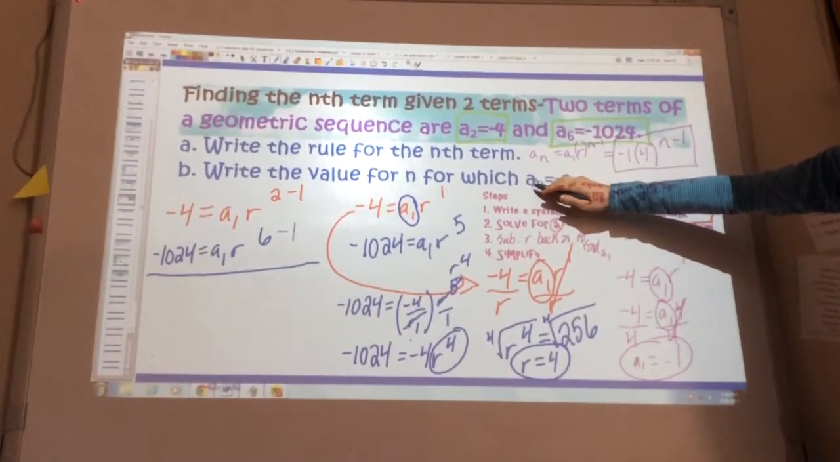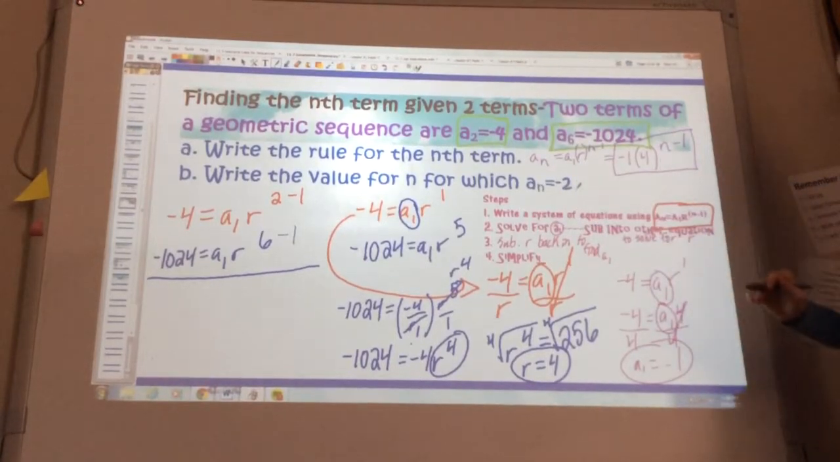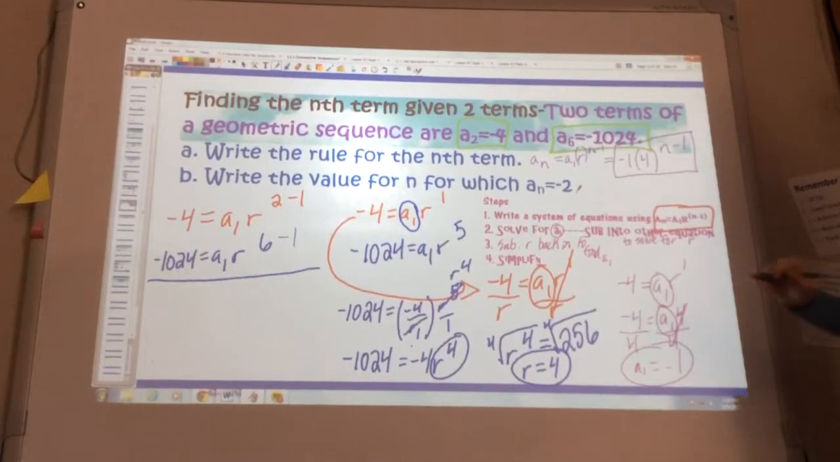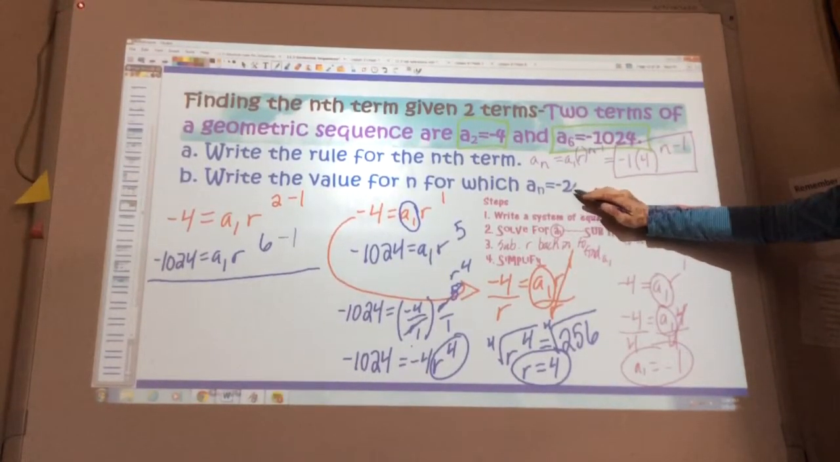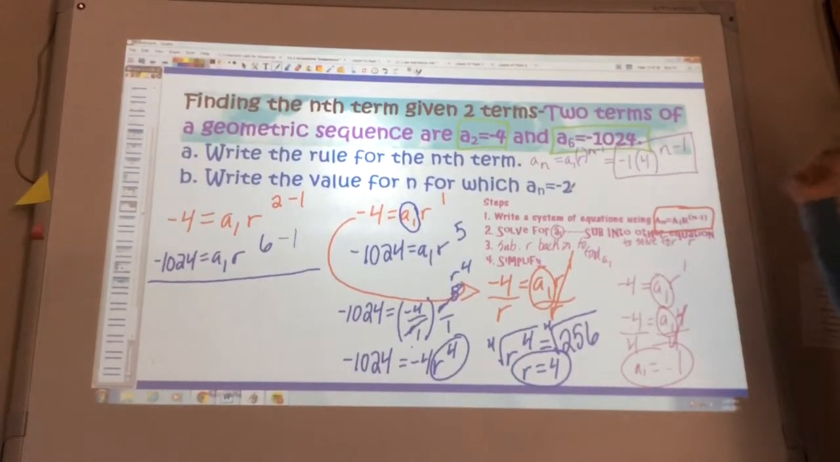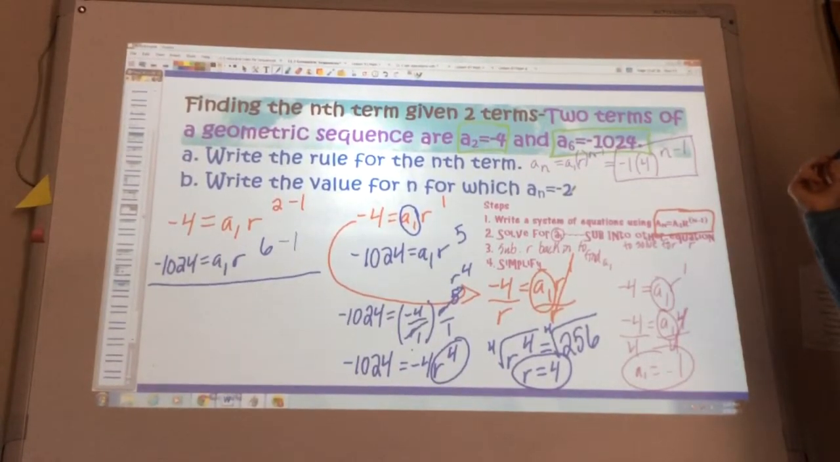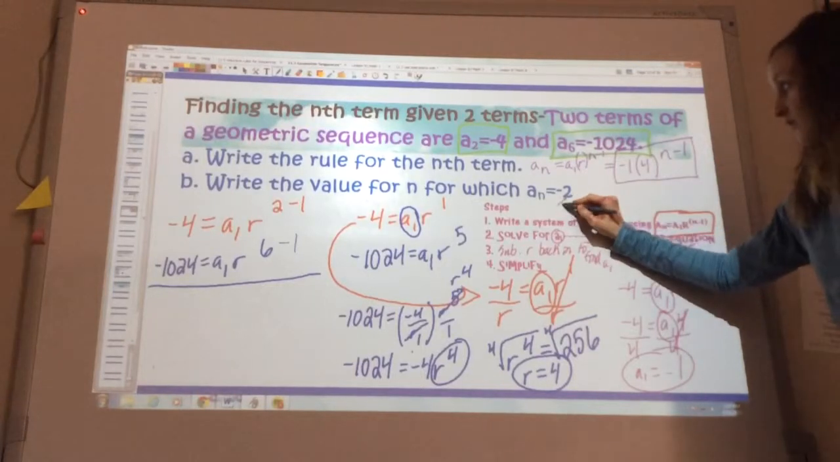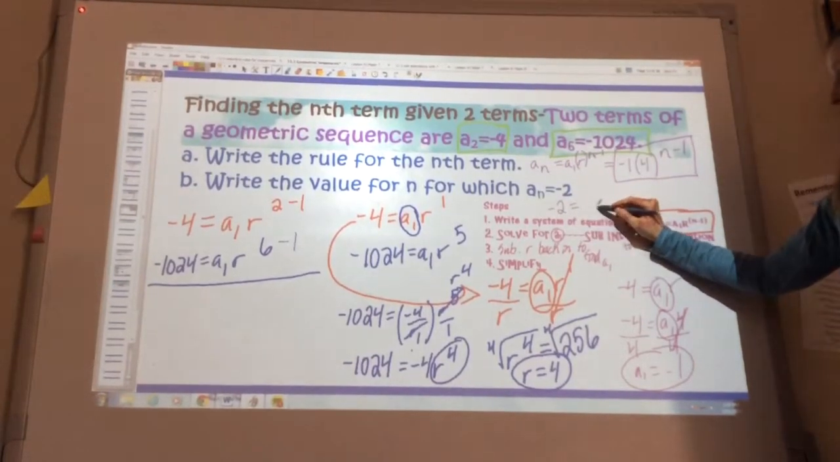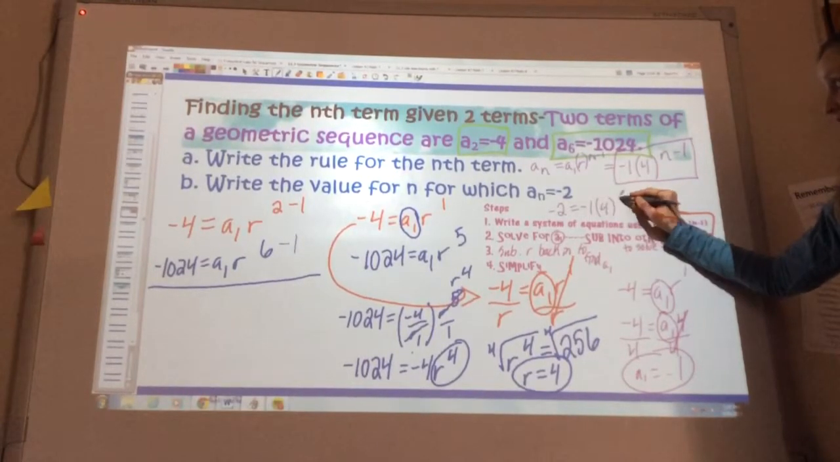So then it says write the value for n, where a sub n equals negative 2. Write the value for n. Yeah, so we will have to find out the term when it's negative 2. What's your guess? Like what to do? Or the answer? Yeah, what to do. Negative 2 equals a sub 1, negative 1, times 4 raised to the n minus 1.